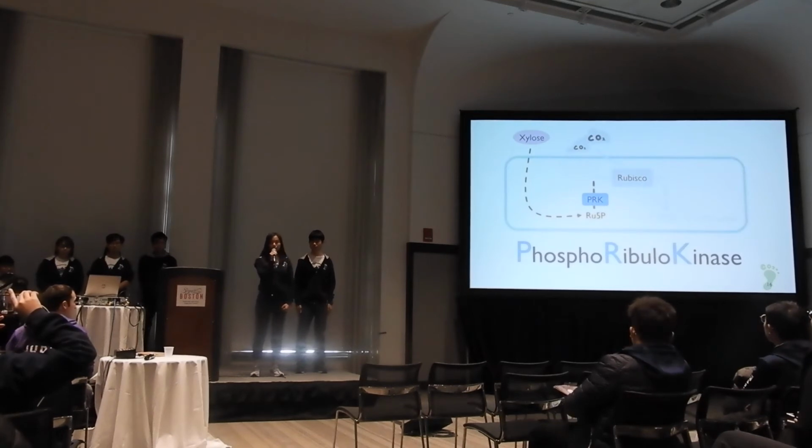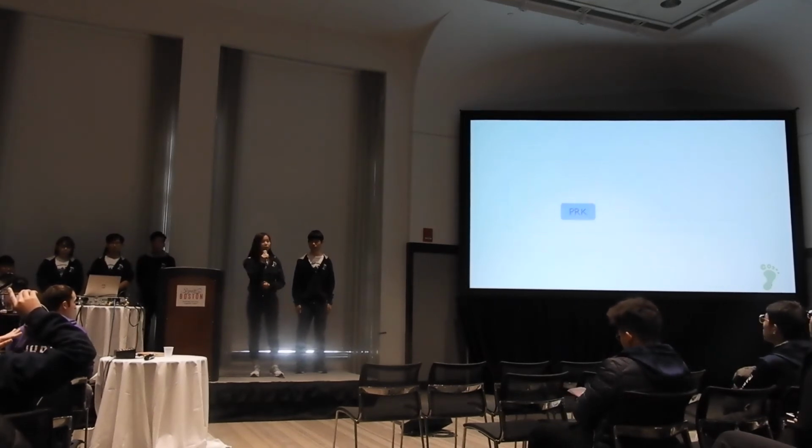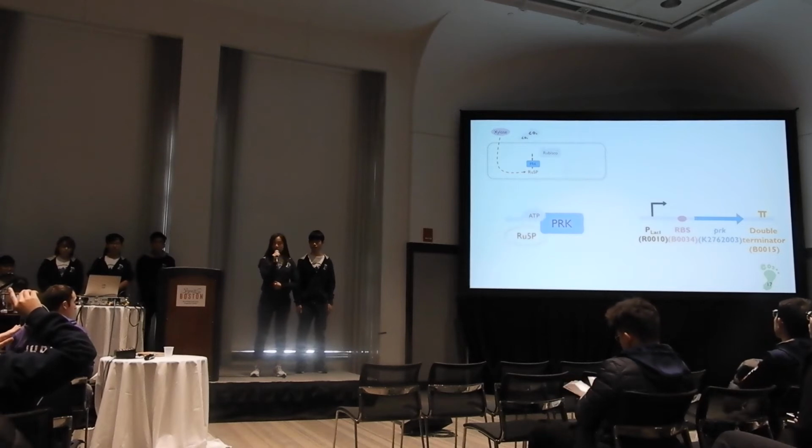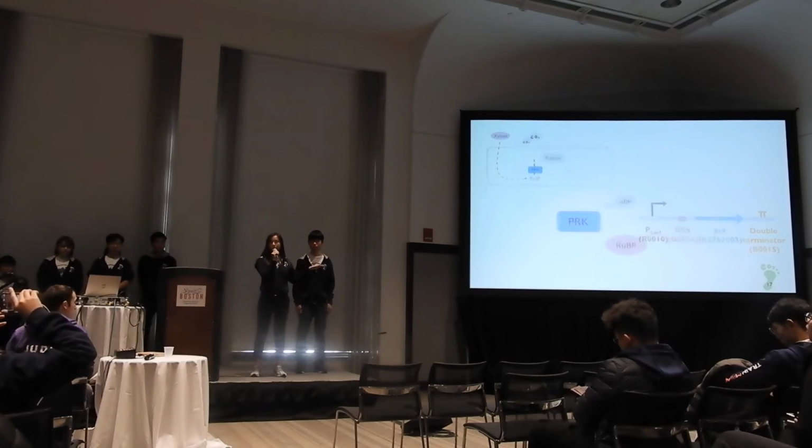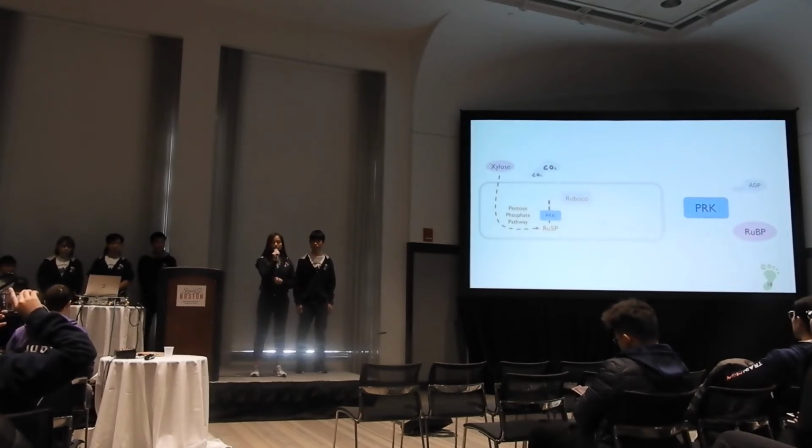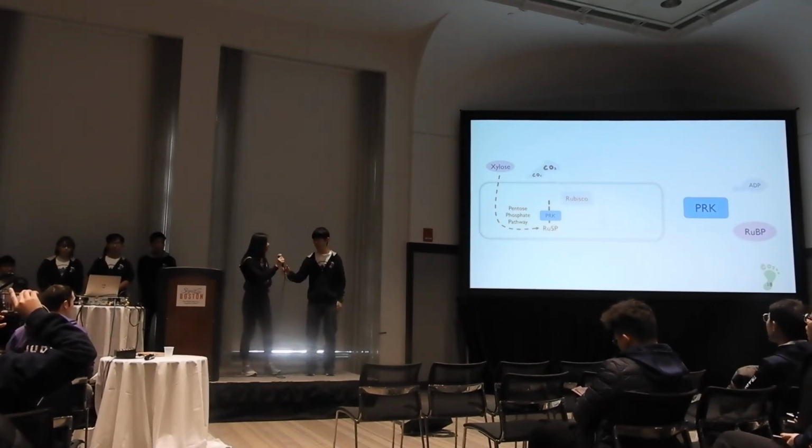PRK stands for phosphoribulokinase. It is responsible for converting Ru5P into RuBP, a main substrate needed for carbon fixation. Ru5P can be produced through the pentose phosphate pathway of E. coli when it consumes xylose. That's why we use xylose as a carbon source in the culture medium.